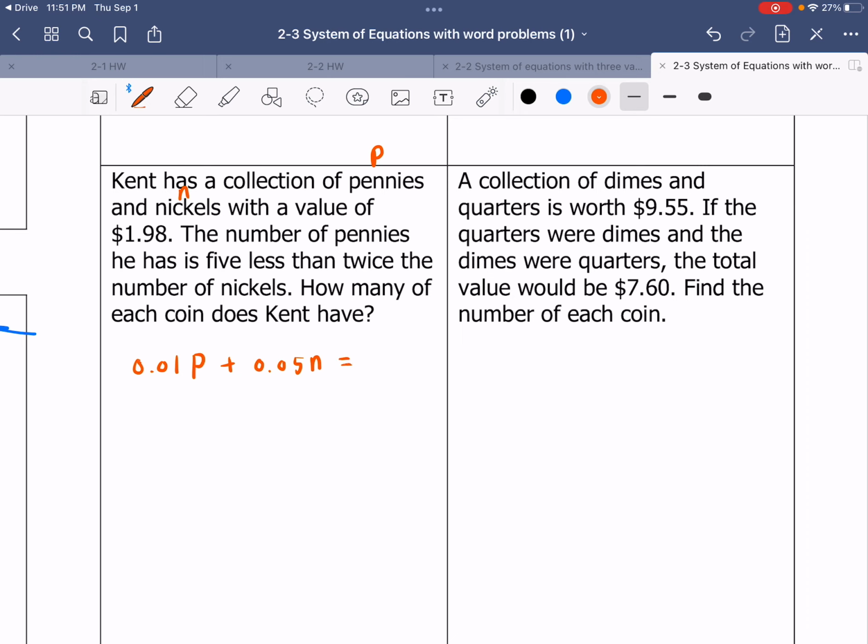But altogether, is it he or she? I don't know. But Kent sounds like a male's name. So he has $1.98, okay?